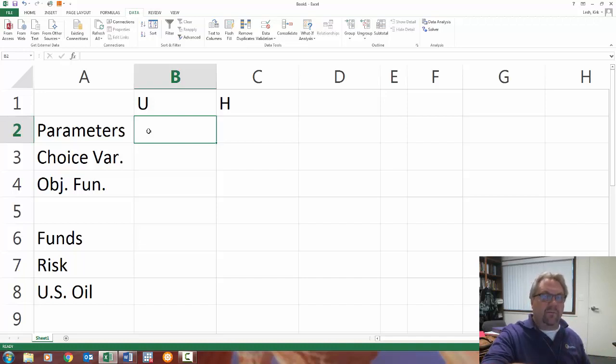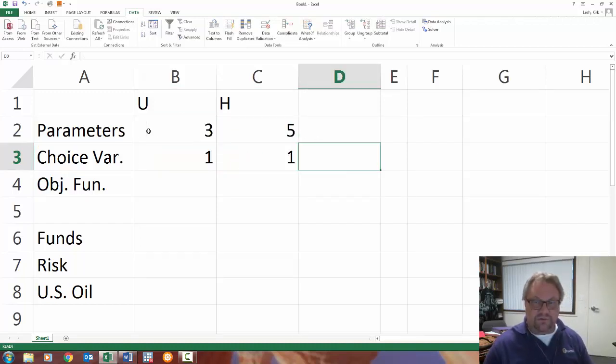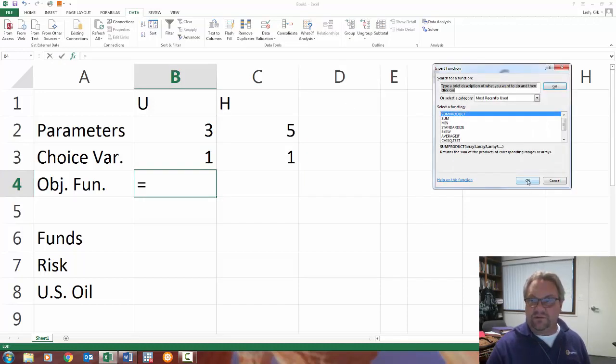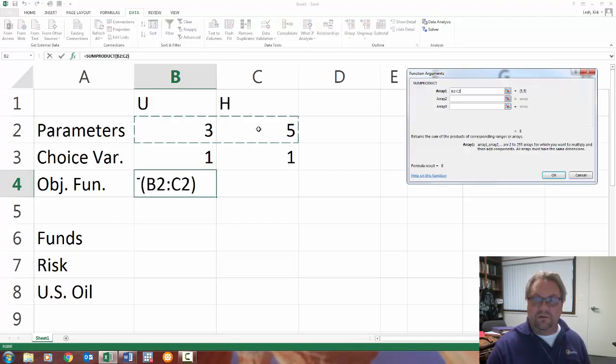So for my objective function, the parameters for my objective function are 3 and 5. I'm going to put in some placeholders for the choice variables, and then of course the objective function itself is just the sum product of these two.